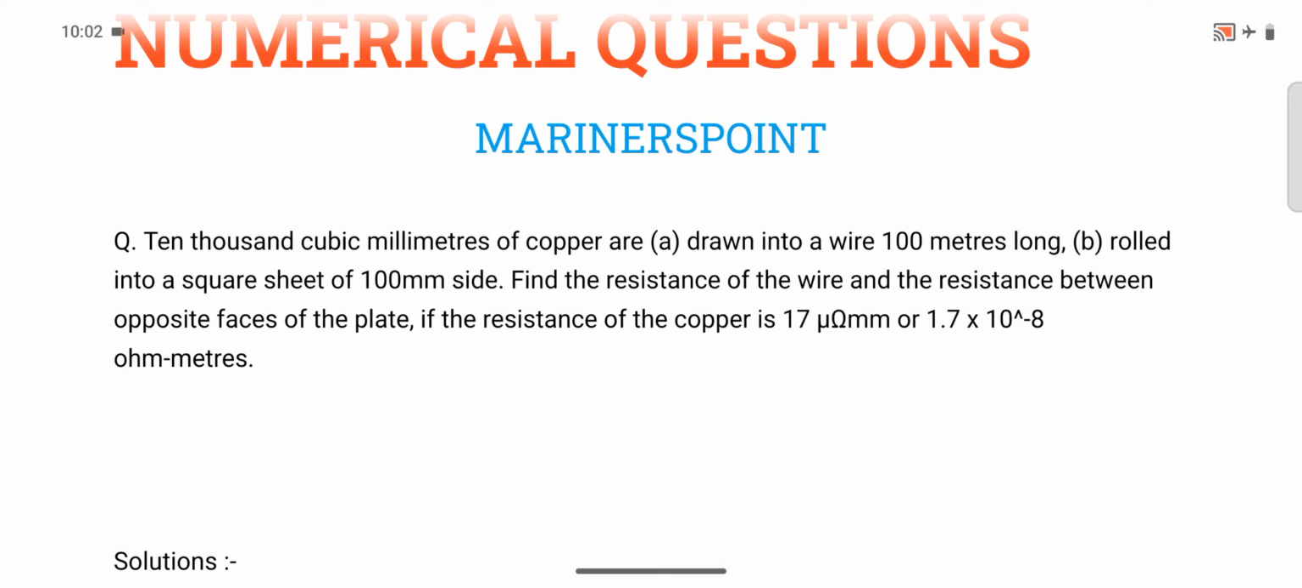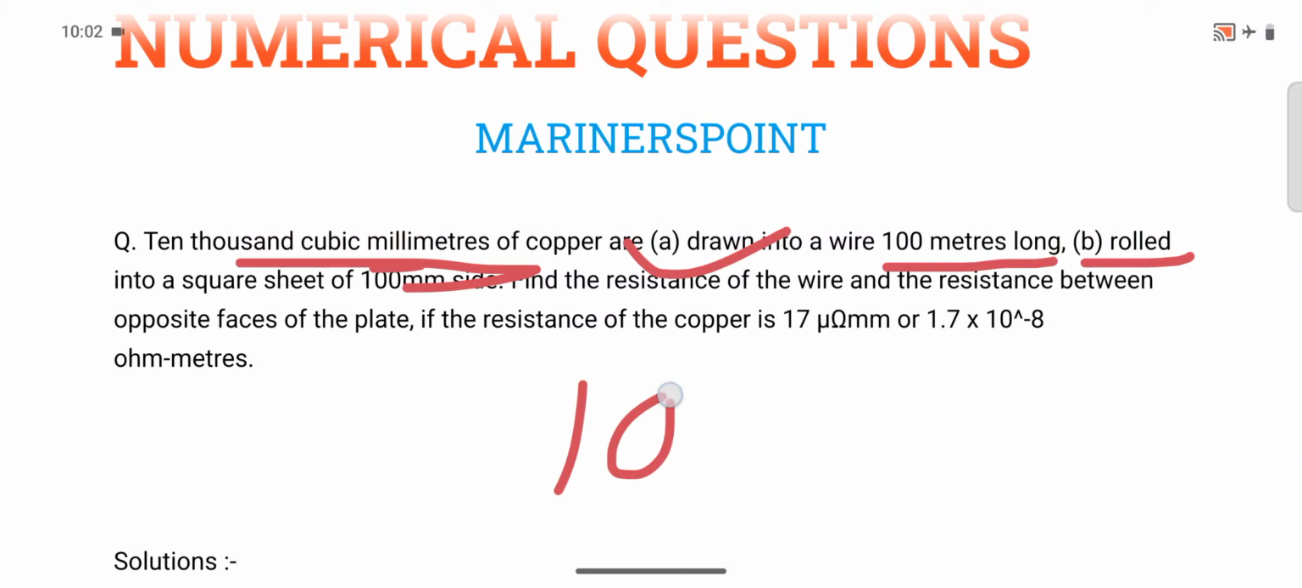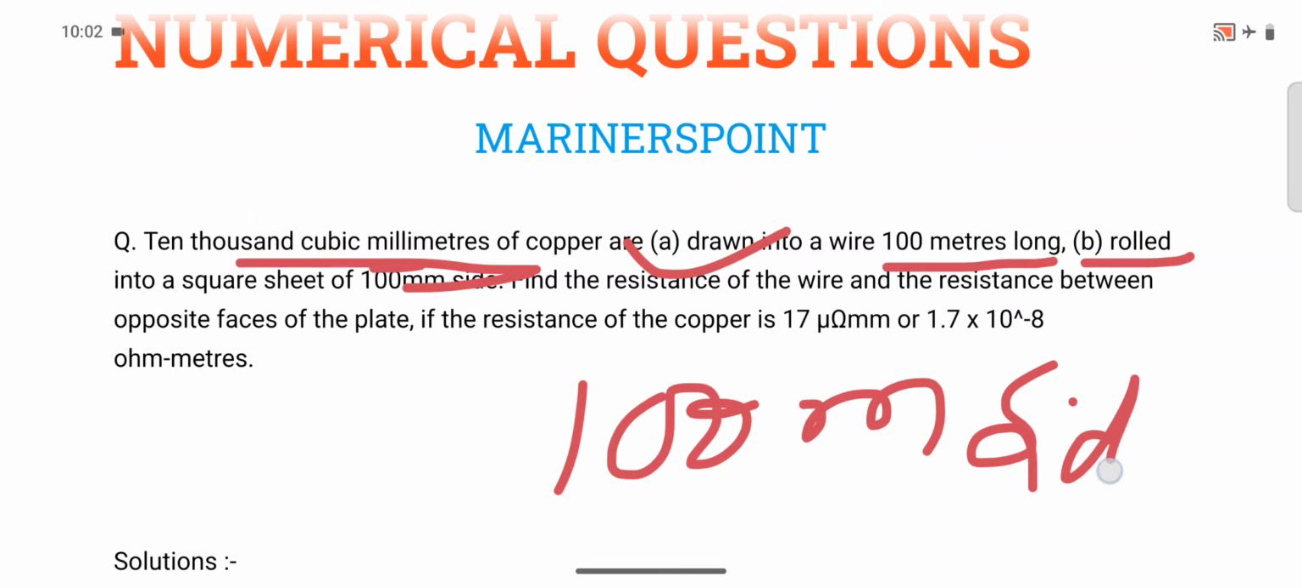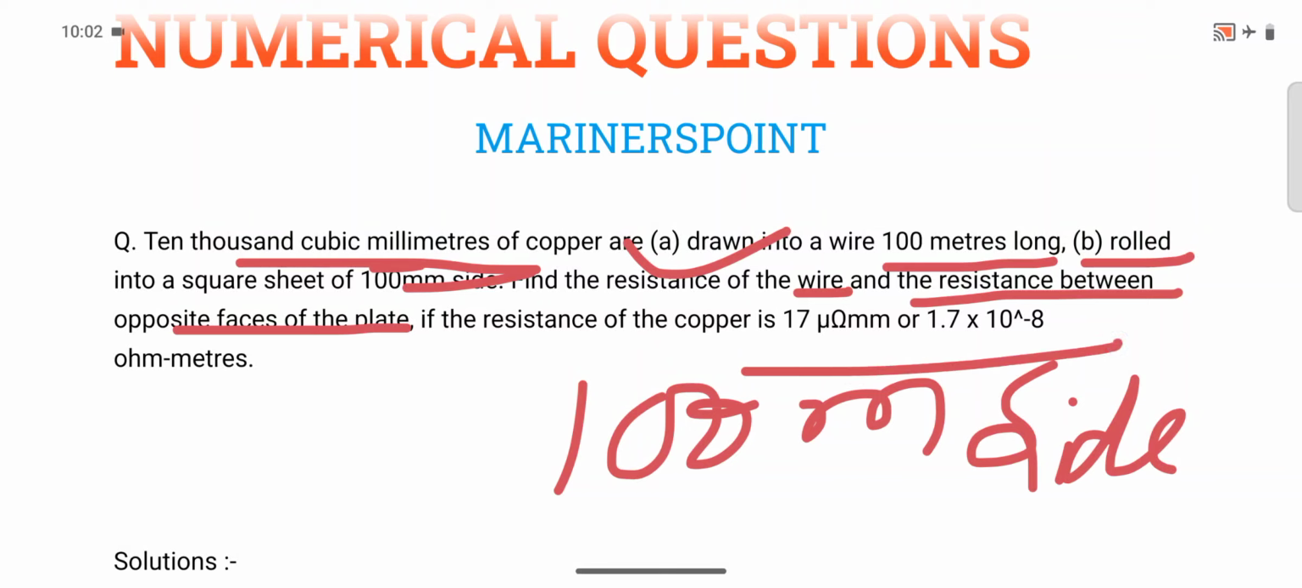10,000 cubic millimeters of copper are drawn into a wire of 100-meter length. This is the first condition. Second condition, it is rolled into a square sheet of 100 side. We have to find the resistance of the wire and the resistance between opposite faces of the plate, if the resistivity of the copper is given in ohm meter.